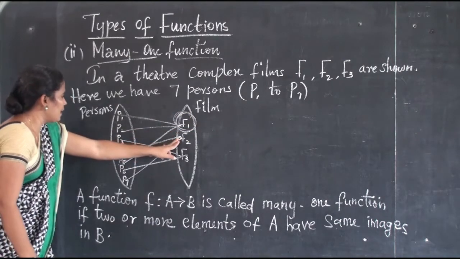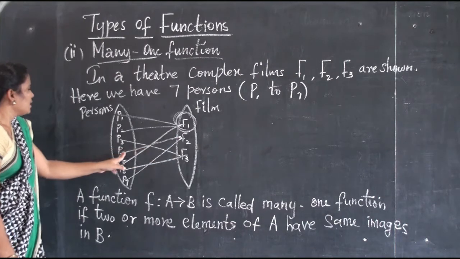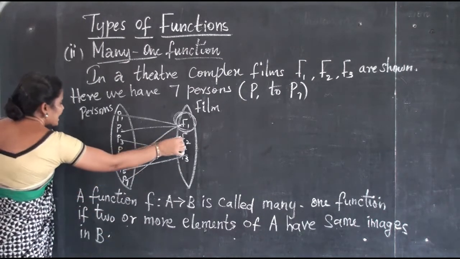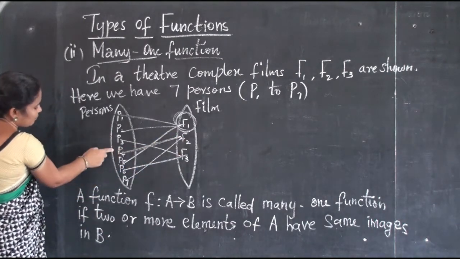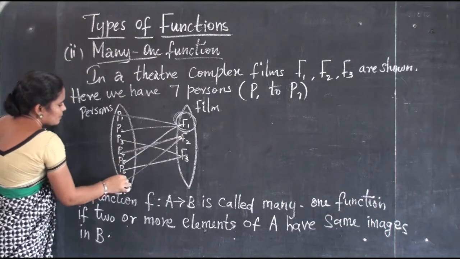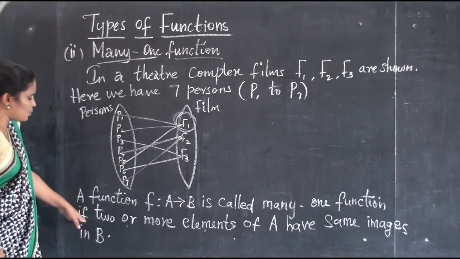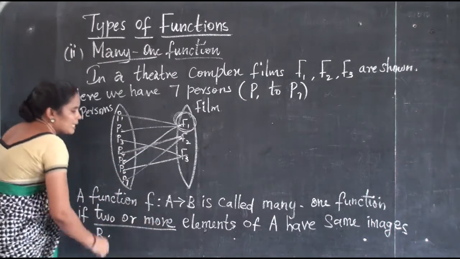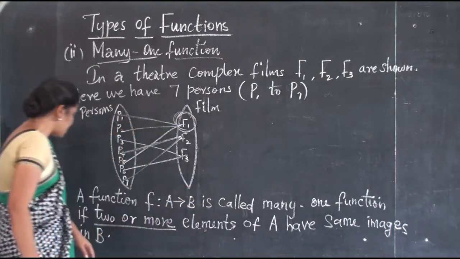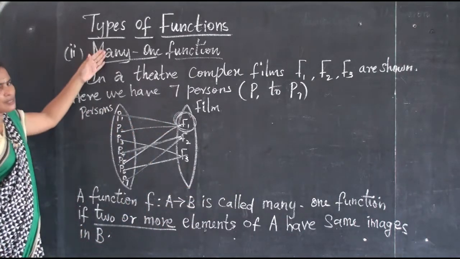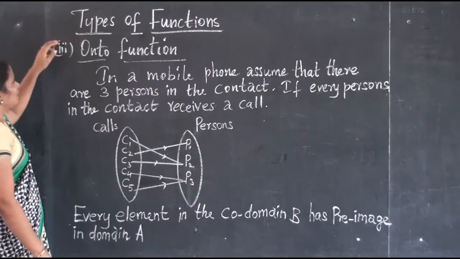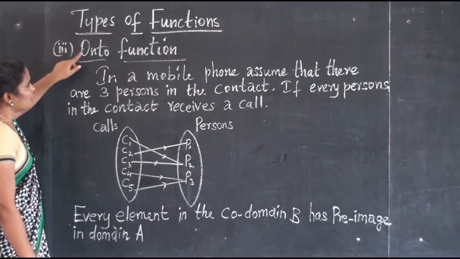Again here we have F2, the person F2 is selected by the persons P4 and P7. So it is very clear, if two or more elements of A have the same images in B, it is called a many to one function. Now let us go on with onto function.